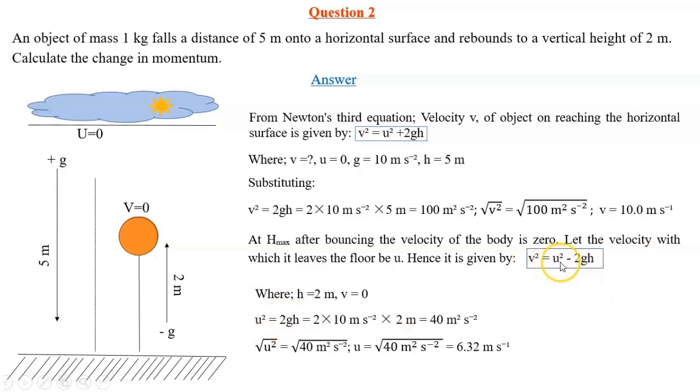If you make u squared the subject of the formula, you have u squared equals 2gh. Substituting into this expression, we have 2 times 10 meters per second squared times 2 meters, which equals 40 meters squared per second squared. Then take the square root of both sides, and you have u equal to 6.32 meters per second.